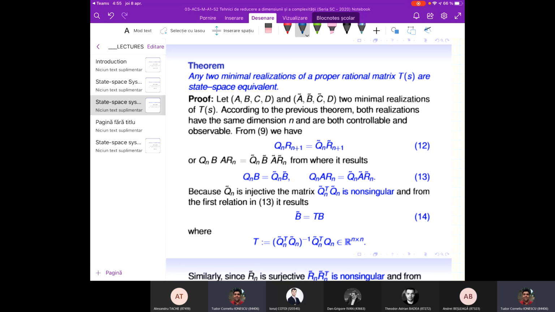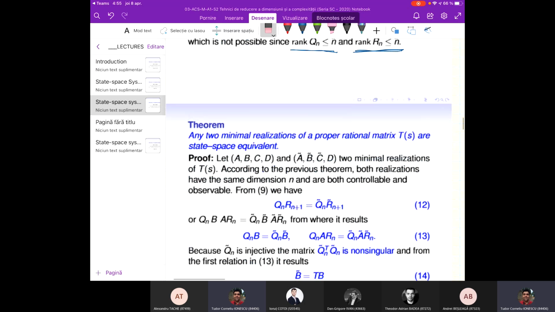are state space equivalent. So the minimal realization is not unique, and the non-uniqueness is given by the coordinate transformations, the T matrices, T inverse, these kinds of things. Hence, let's prove that any two minimal realizations are state space equivalent. Consider A, B, C, D and A tilde, B tilde, C tilde, D, two minimal realizations of the same transfer matrix T(s). According to the previous result, both realizations have the same dimension and they're both controllable and observable.